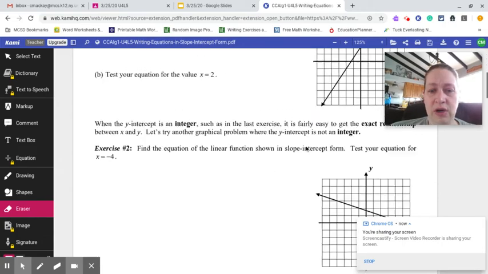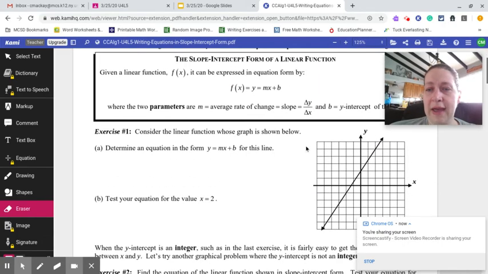Let's get started. I'm going to go through page 1 and page 2 with you, and then page 3 and 4 will be your homework. Okay, let's look at the first question. It says, consider the linear function whose graph is shown below. Determine an equation in the form y equals mx plus b for this line.